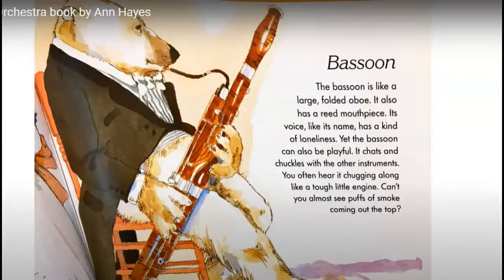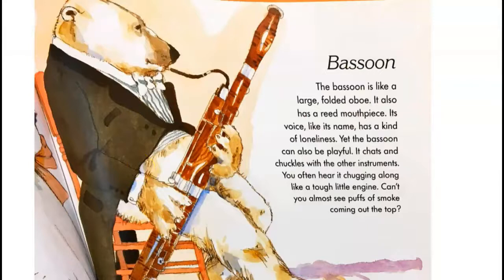Bassoon is like a large folded oboe. It also has a reed mouthpiece. Its voice, like its name, has a kind of loneliness, yet the bassoon can be playful.